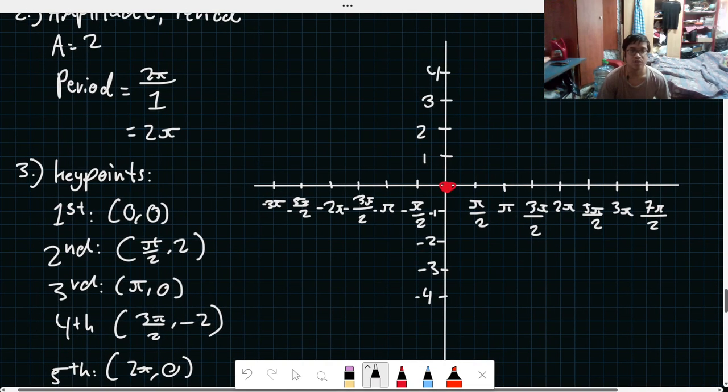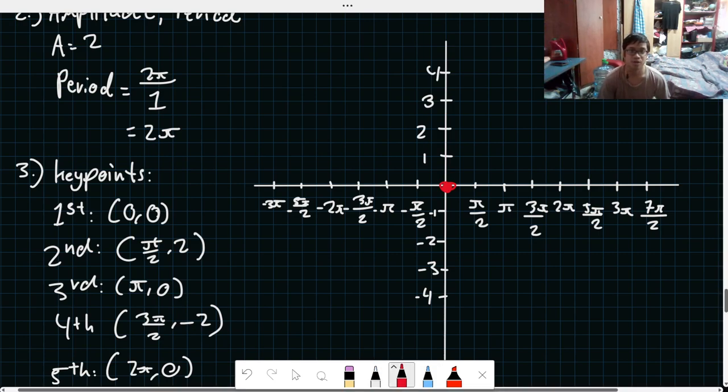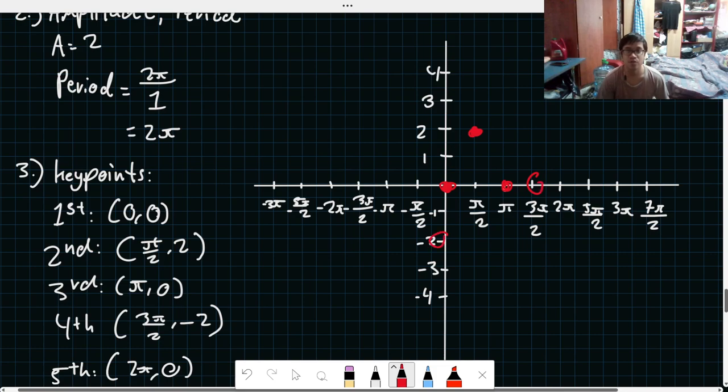So 0, 0 is just at the origin, so no changes. Next, pi all over 2, 2 is here and here. So plotting them, it's here. All right, next, we have pi, 0. Since it's just pi and the y is 0, that means it's on the x-axis. It's here. Next is 3 pi all over 2, negative 2. So plotting them will give you this.